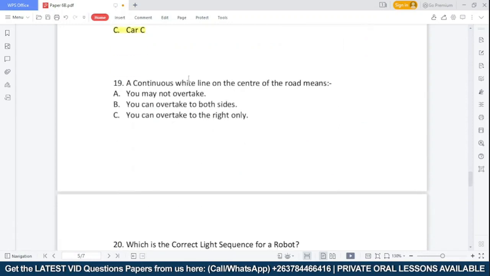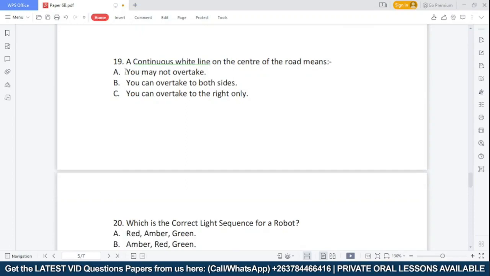Number 19, a continuous white line on the center of the road means what? So we have a continuous white line here. So what does it mean? A, you may not overtake. B, you can overtake to both sides. C, you can overtake to the right only. So a continuous white line means you may not overtake.